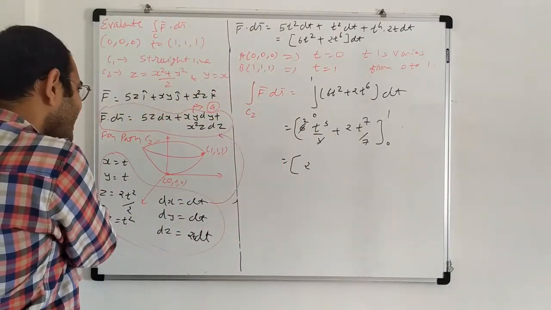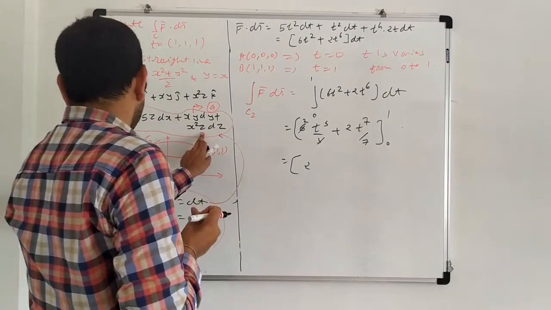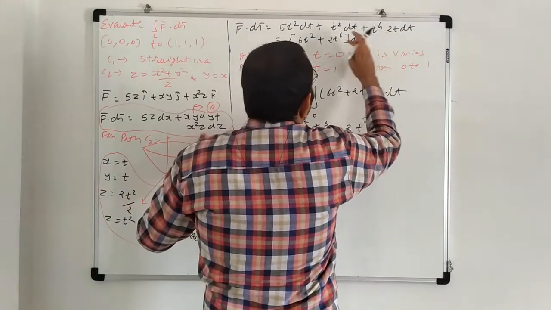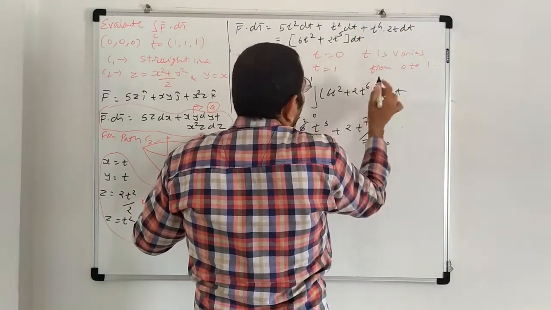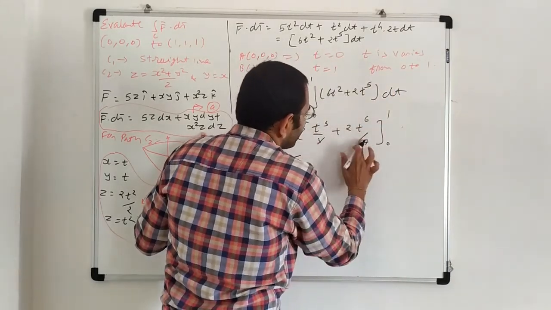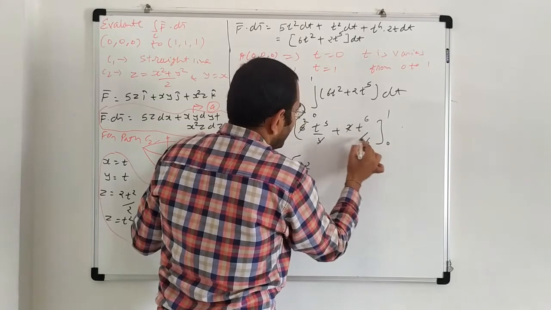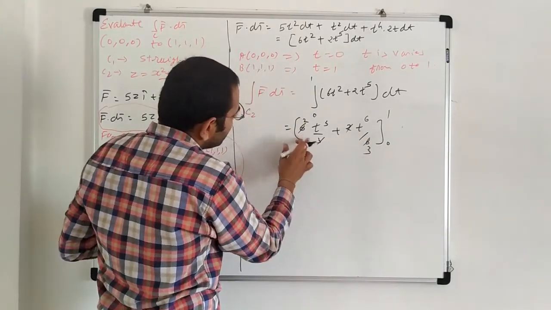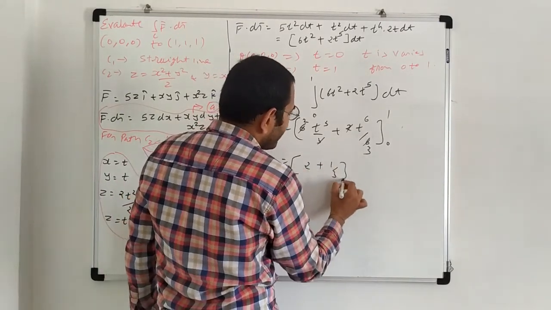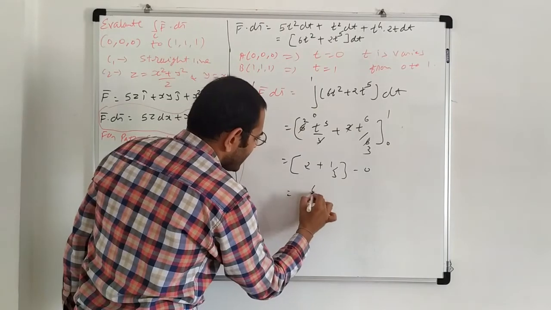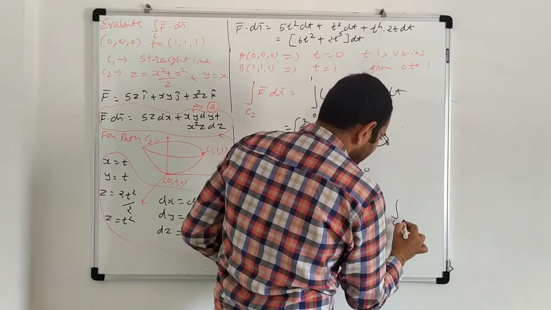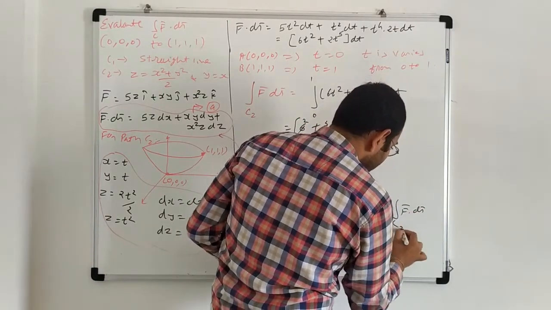Here x squared is t squared, and y z equal to t squared times t squared, t raised to 4. Then we get t raised to 5, 4 into t raised to 5, then here we get t raised to 6 by 6. Then 3 twos are 6, then 2 plus 1 by 3 minus 0. 3 twos are 6, then 6 plus 1 by 3. Then the final answer is 7 by 3. That is our integral over C2 of f bar dr.